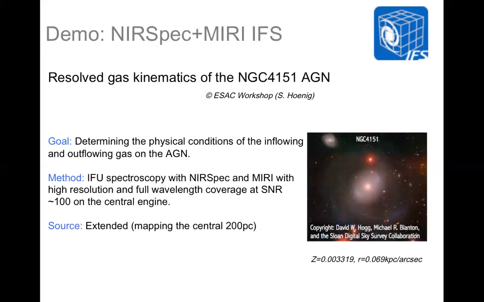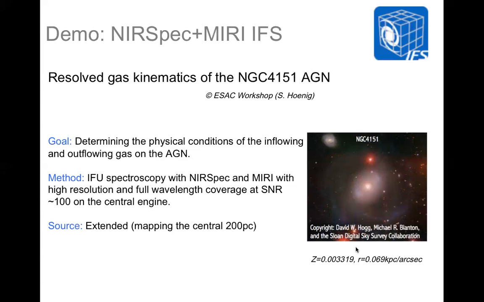The science case I chose was to study the AGN of NGC 4151. It's a well-known nearby galaxy, very bright, very extended, with an active central AGN. We are interested in the gas kinematics around the central region. To do that, we will obtain IFU spectroscopy with the two instruments at the highest resolution, and we want the full wavelength coverage. We request for our science case a signal to noise ratio per pixel of about 100 on the central engine.